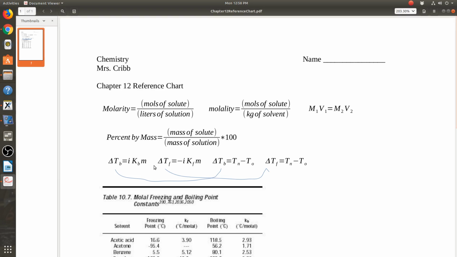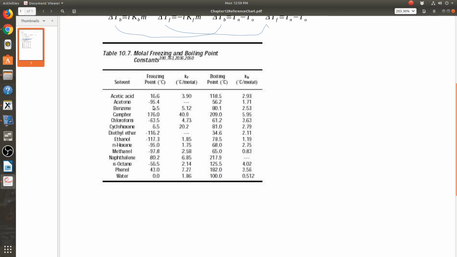So if I look on here, that's what this is for. The molal freezing and boiling point constants. So I find acetone, there it is. And I'm talking about boiling point. So the original boiling point of acetone, look, there's acetone. That's the freezing point of acetone, negative 95.4. And this is the boiling point of acetone, 56.2. So 56.2 degrees Celsius is my original boiling point.